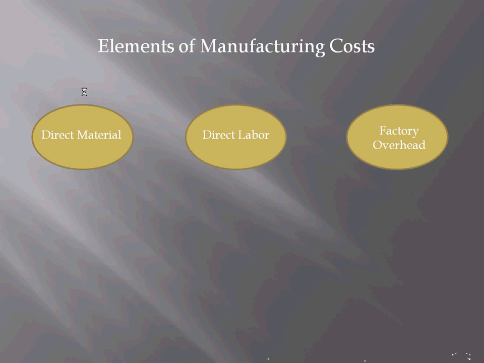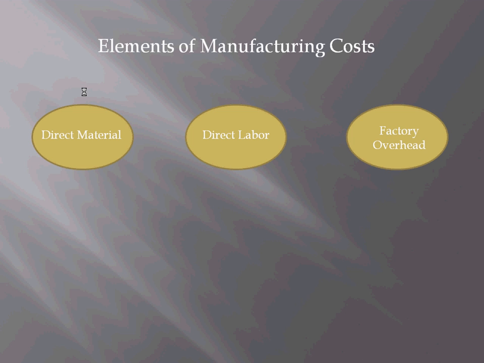There are three elements of manufacturing costs: direct material, direct labor, and factory overhead. These are the three pieces that, whenever we're putting costs together for a job, are going to make up the total costs.